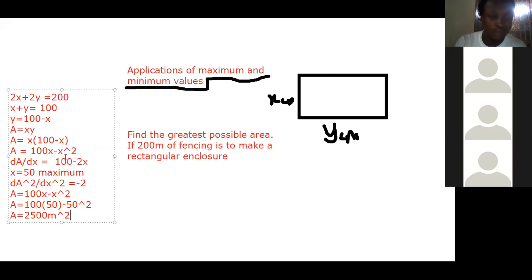We just have to substitute the 50 into that. We could have just done it right away from here. So we have 2,500. So 2,500 is the greatest possible area.